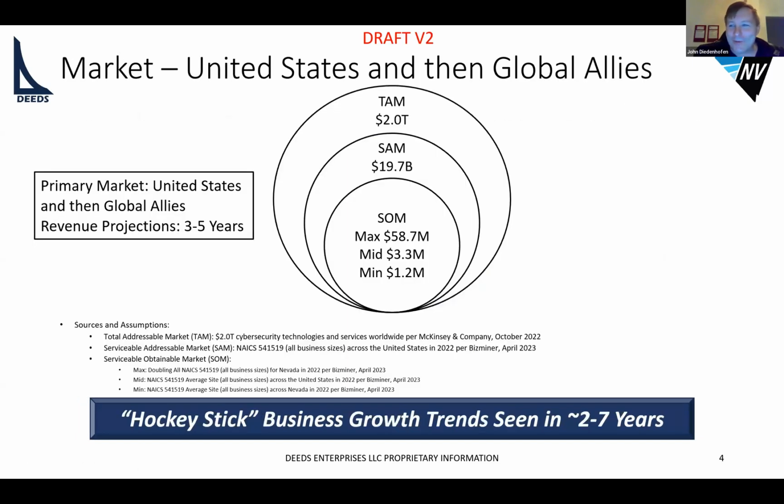So here's what it looks like from a market perspective. We're primarily looking at United States government initially. We have to go USG initially before we start going out to other foreign governments and that sort of thing. And these sort of things do take time, but even in a pure professional services play, we typically do see that hockey stick growth within about 2 to 7 years. And it happens again and again and again. You know, it starts a little bit slow, chunks along there, and then boom, it's off to the races. And we're also talking about a SaaS play, and I'll get to that.